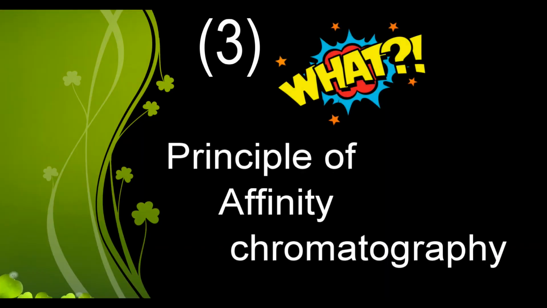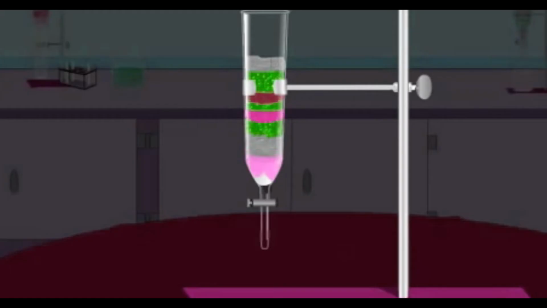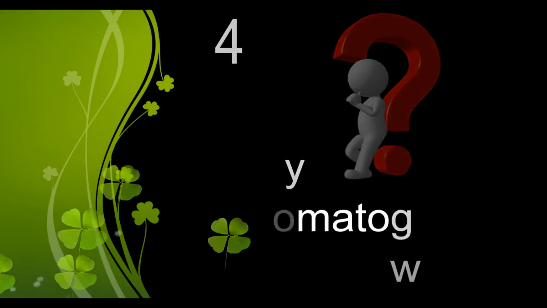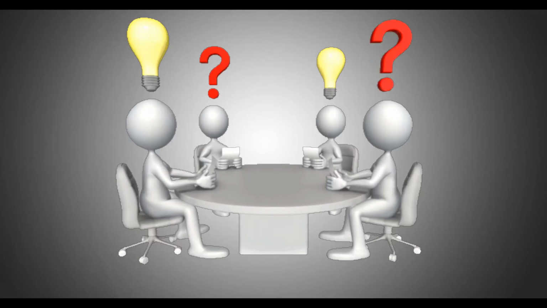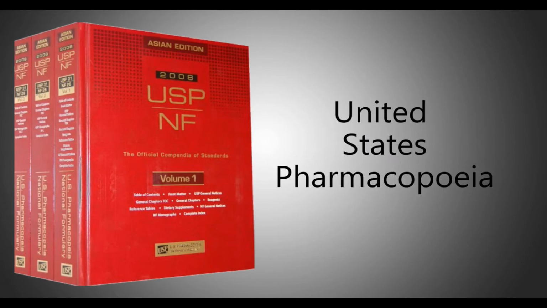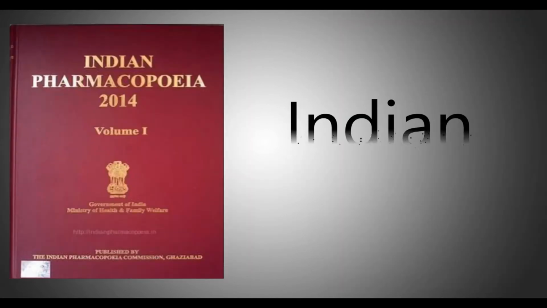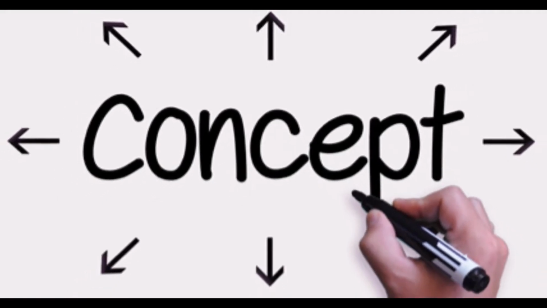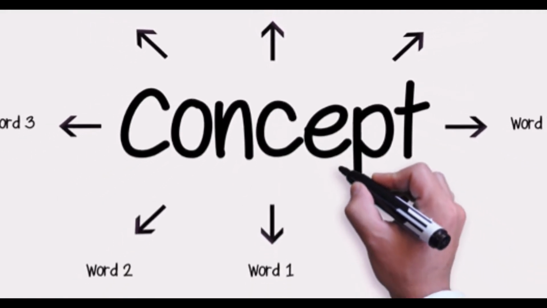What is the principle of affinity chromatography? It is a separation technique which involves the separation of the desired product from the mixture on the basis of affinity. How does affinity chromatography work? Actually, there are various kinds of procedures seen in USP, that is United States Pharmacopoeia, BP, British Pharmacopoeia, or IP, Indian Pharmacopoeia, but all follow the same concept in the background. You can follow this procedure for your lab work.